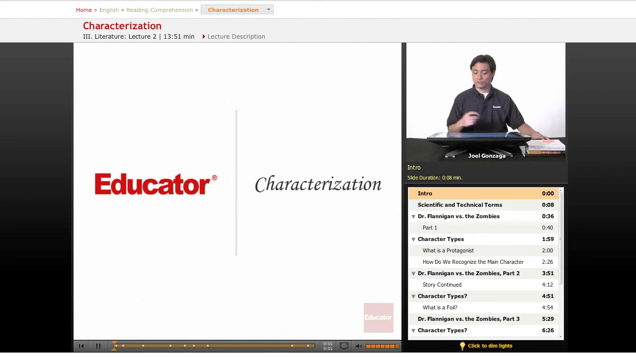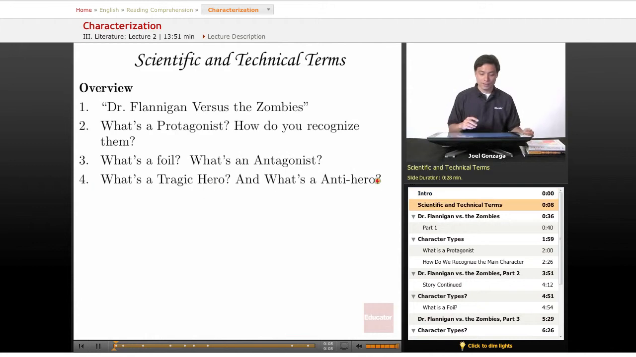Continuing on with our study of short stories and literature, let's learn about characterization. What we're going to do for this lesson is I'm going to share with you another little short story called Dr. Flanagan versus the Zombies. Then we're going to learn what a protagonist is and, most importantly, how you recognize them. Then we're also going to learn what a foil is and what an antagonist is. Finally, there are other archetypes called the tragic hero and the anti-hero.